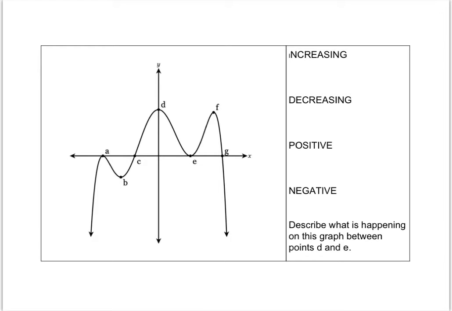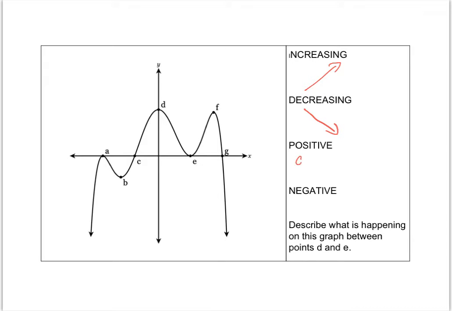But the first idea is that something that's increasing, we're talking about from left to right, we're going up. On an interval that is increasing, every value that you move to the right is going to be a little bit higher up. Decreasing, going from left to right, is going to be going down, so the opposite direction.